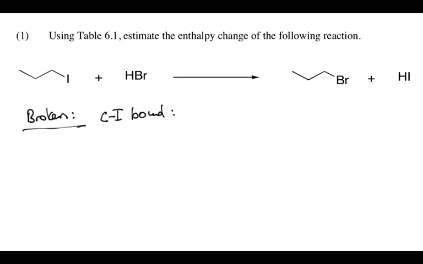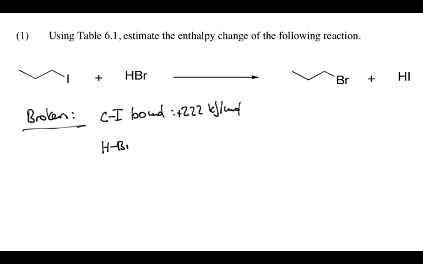How much is that, the cost? 222, right? And then what's the number behind? Oh, that's in kilocalories per mole, I guess. Okay, so that's kilojoules per mole. That costs us plus 222 kilojoules per mole to break. Now, what else is broken? The H-Br bond, right?